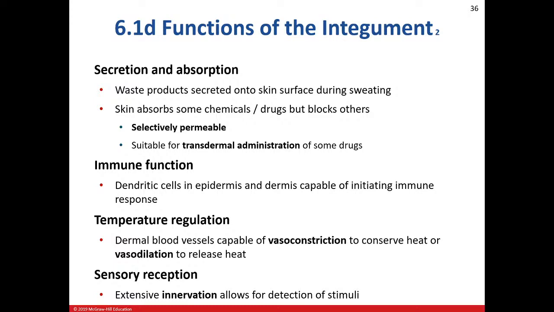And then, of course, the skin's really important for sensory reception. You don't talk about it enough. When we talk about the senses, and we'll cover this at the end of the semester, people often talk about the five big ones. You've got sight, smell, hearing, taste, and I'm going to stop you right there. The fifth one is touch, but those four are all located in the head.